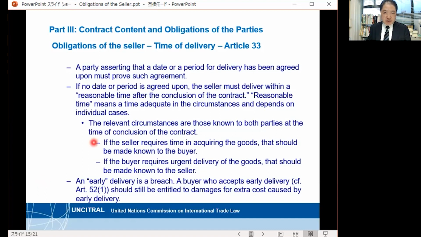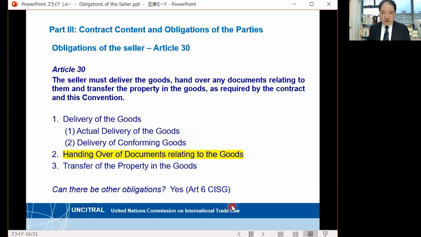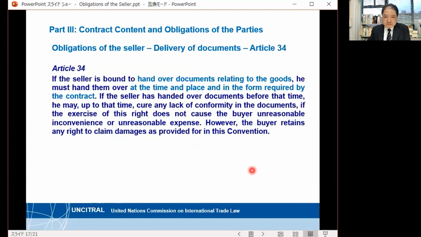Now that was for the time of delivery. Now I move on to the last element of the seller's obligation, which is handing over of documents relating to the goods. Article 34 is the provision that we have to look at. Now I will read the first sentence. If the seller is bound to hand over documents relating to the goods, he must hand them over at the time and place and in the form required by the contract.